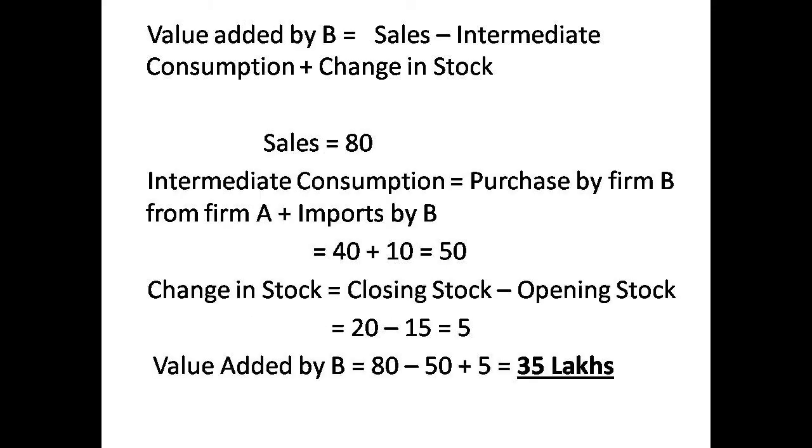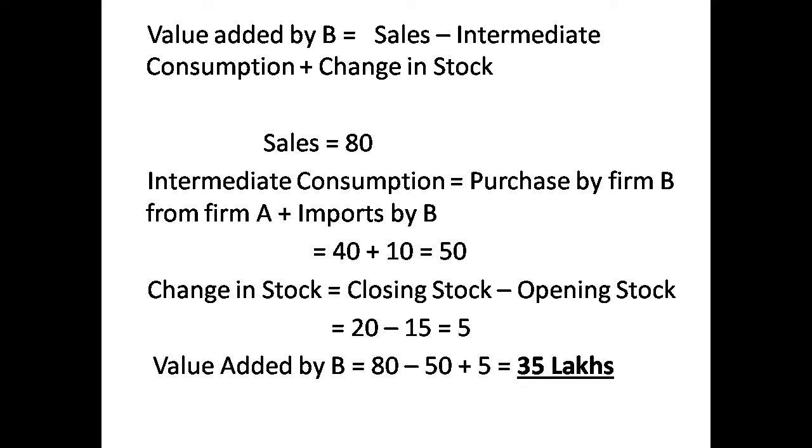Now, we can calculate for B. Value added by B. The formula is also the same, sales minus intermediate consumption plus change in stock. Sales is given directly, 80. Intermediate consumption: purchase by firm B from firm A, and imports by B. Imports we also have to include because they have not given intermediate consumption directly. So, firm B is buying raw materials from A and it is also importing raw materials. So, 40 is purchase from A and 10 is import. So, intermediate consumption is 50.